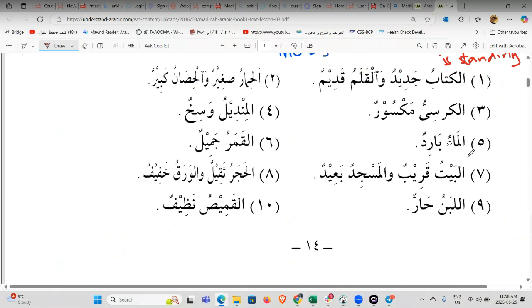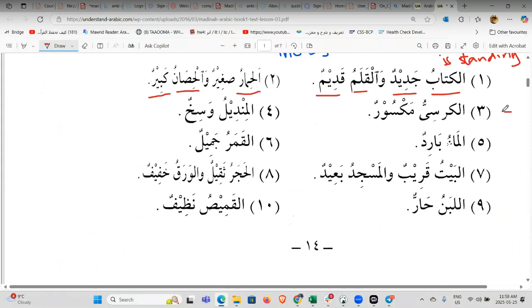So we have al-kitabu jadidun, the book is new. Wal-qalamu qadimun, and the pen is old. A second example, al-himaru, the donkey, saghirun, is small. Wal-hisanu kabirun, and the horse is big.